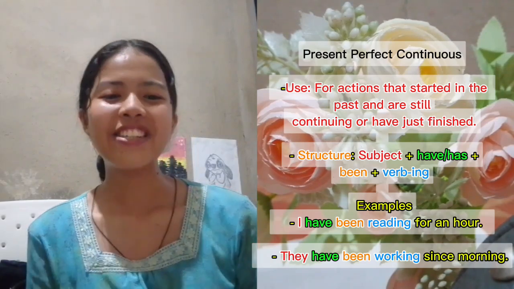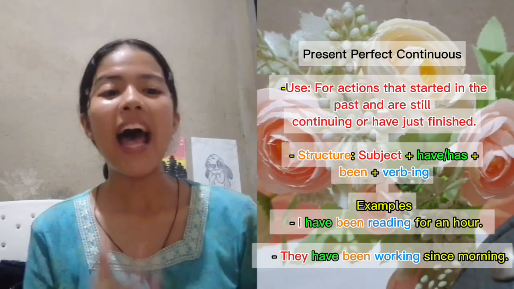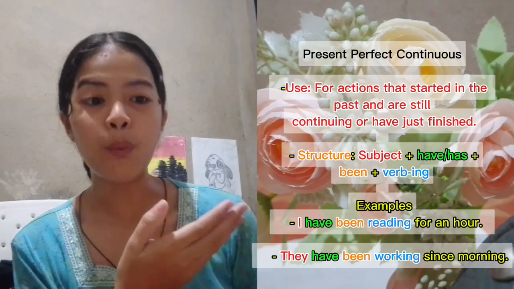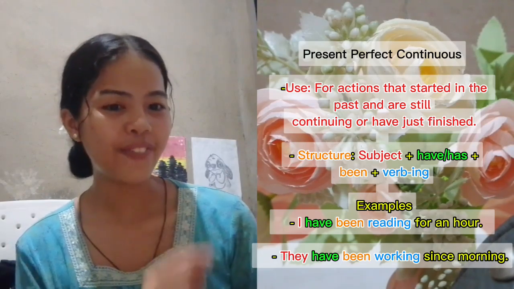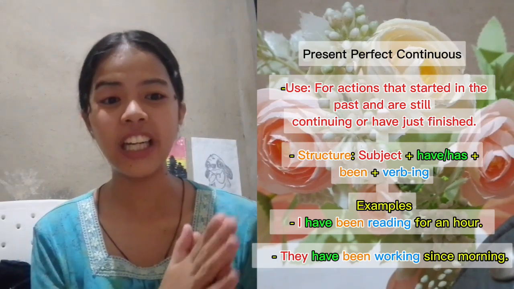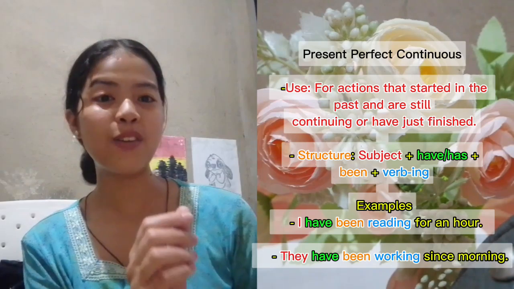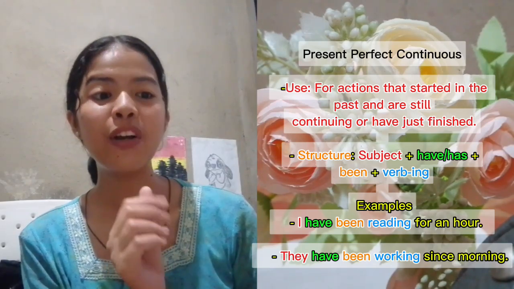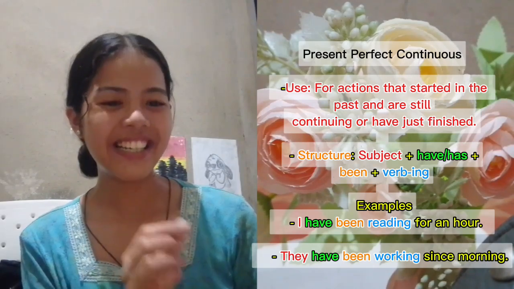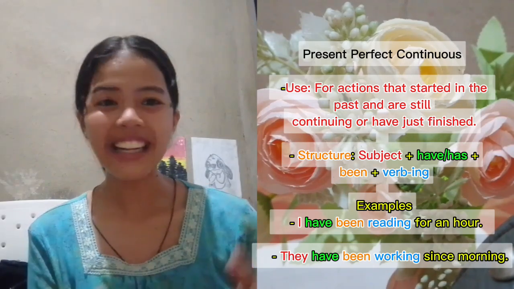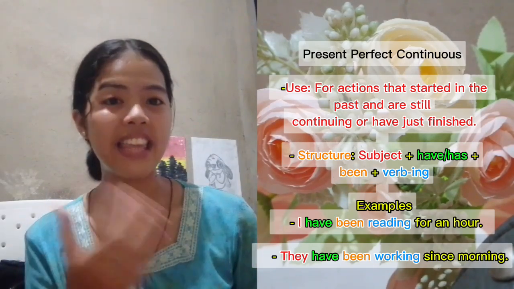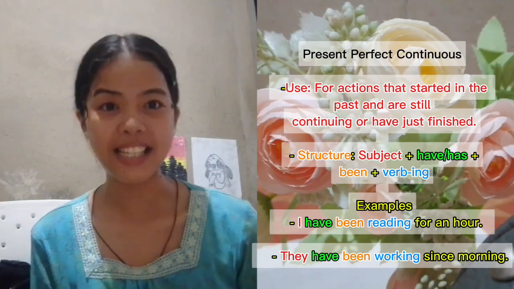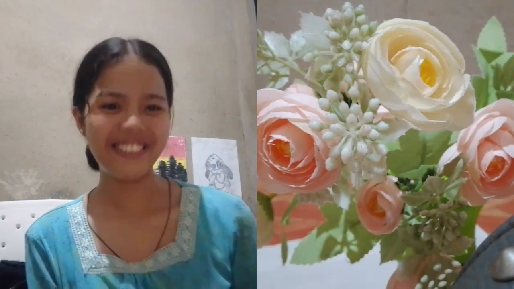Okay? So here is the example. I have been reading for an hour. Okay? So the subject here is I and it follows have, been, and the verb ing, reading. So that's it. So the second example here is they have been working since morning. Okay? So let's now go on to the past tenses.